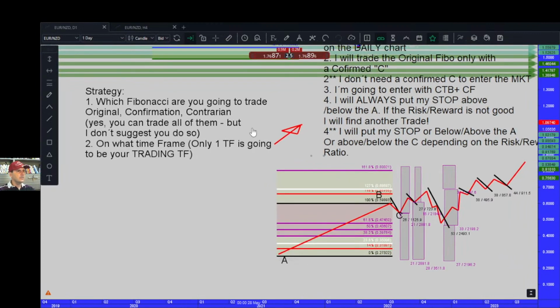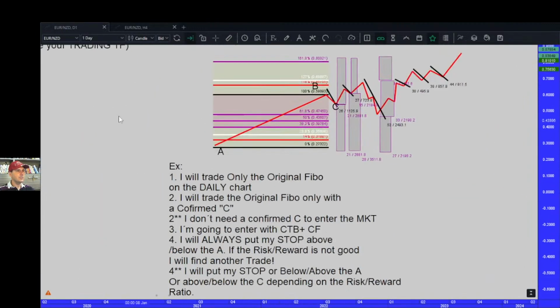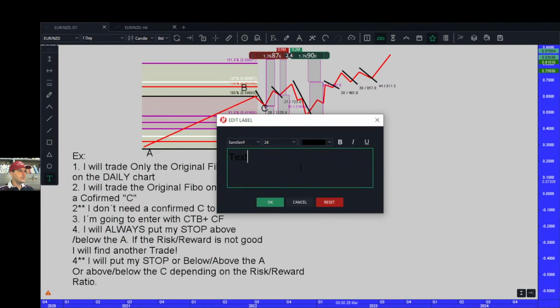Okay, now look what I'm going to do right now. This is here, and alright, let's put it like this, risk reward ratio. Okay, now here number 5. Before I enter the market, I must have the monthly and the weekly original Fibonacci aligned with the daily.